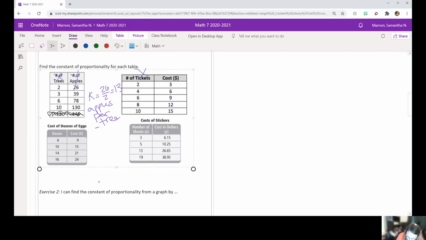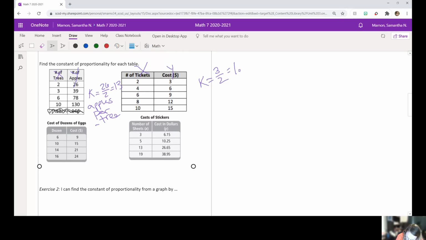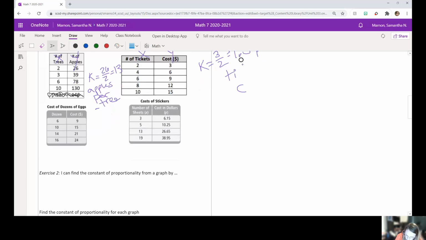For this one, here's our x, here's our y. Doesn't matter which one you pick, I'll just do the first one. We'll do 3 divided by 2, and we get 1.5. Oops, sorry, my pen is still being crazy. So we get 1.5, and that's going to be dollars per ticket. So we can just throw in a dollar sign per ticket.